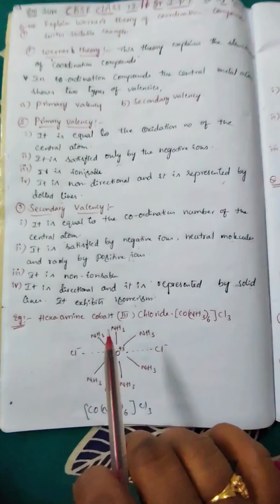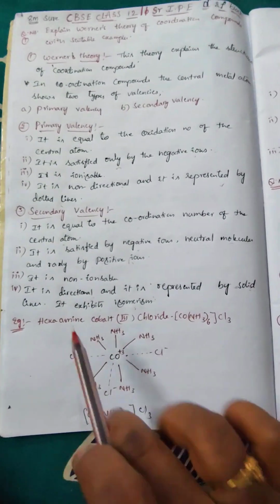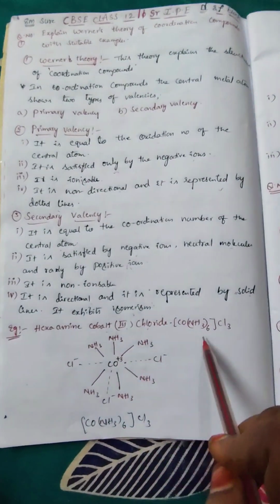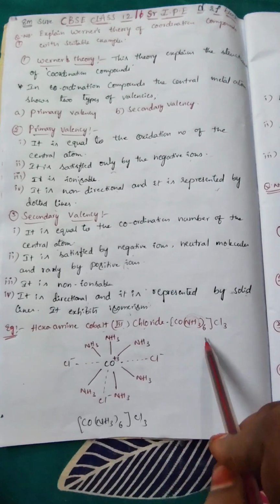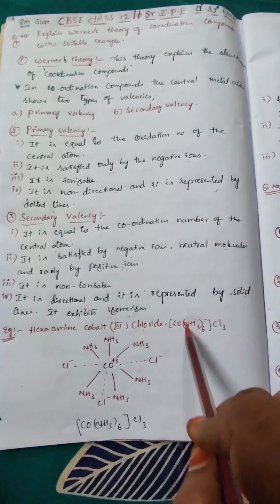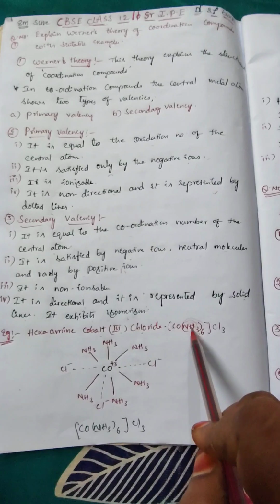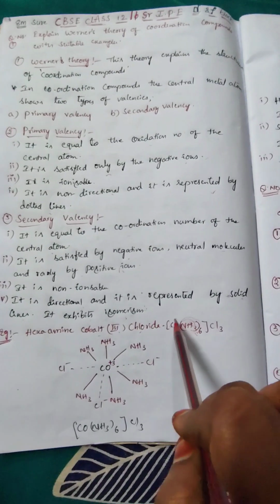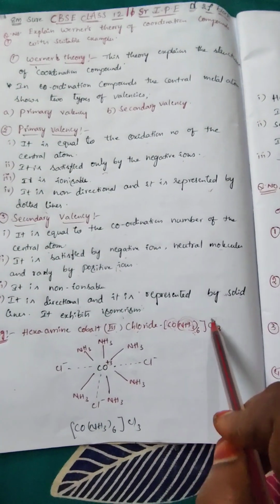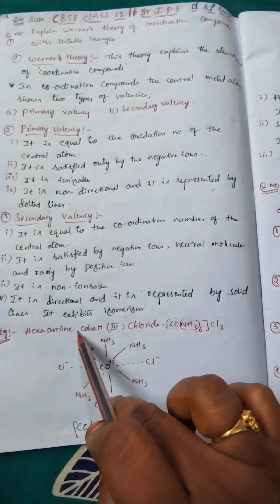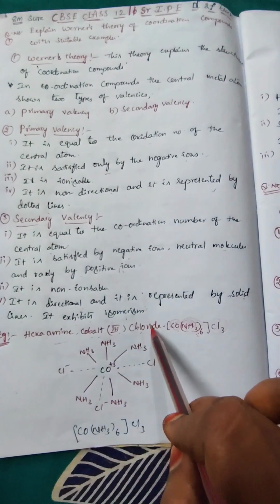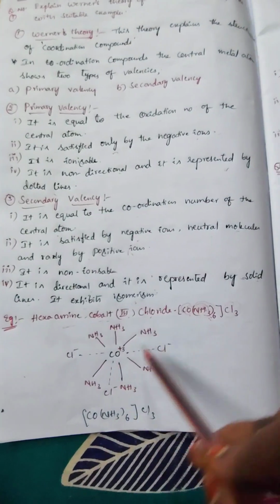See one example; we can easily understand it. Here we have taken hexaamminecobalt(III) chloride. We have ammonia, NH3. How many are there? 6. First we have to see the cation. Hexa, 6 are there, 6 ammonia, that's why this is called hexaammine. The central metal atom is cobalt, and chloride is the anion. So this is the structure of hexaamminecobalt(III) chloride.